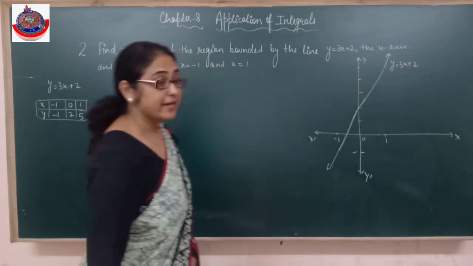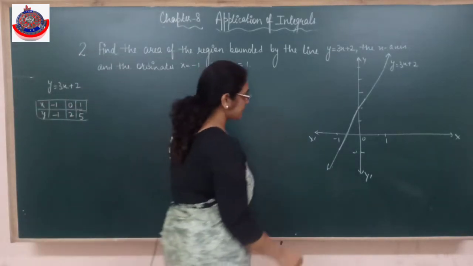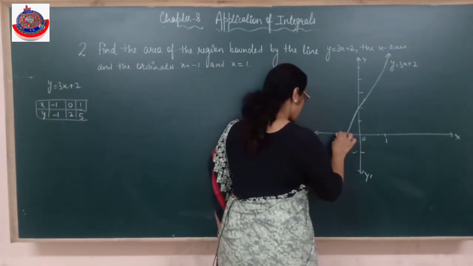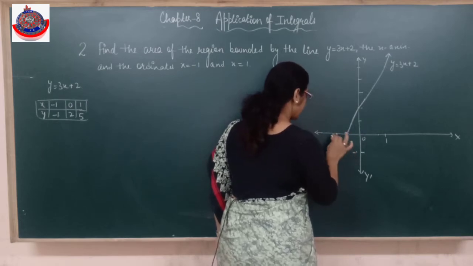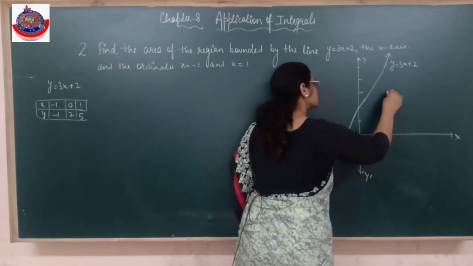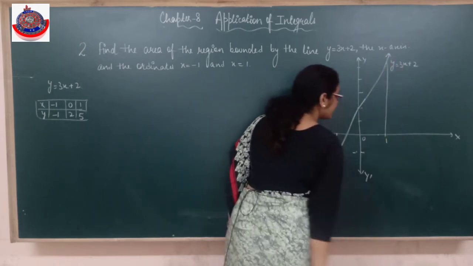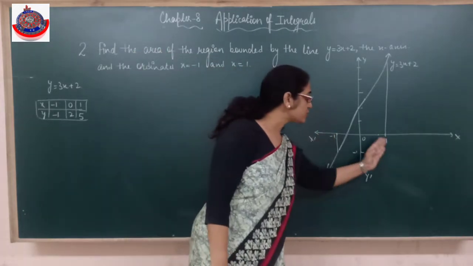They are asking me to find the area between the ordinates minus 1 to 1 and the x-axis. That means the x-axis is my base. I need to find the area from here, minus 1 to 1. Clear? I need to find this complete area which is bounded between minus 1 to 1 and the x-axis.